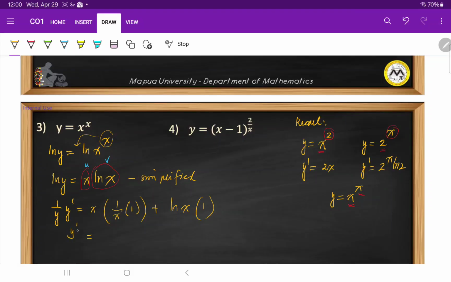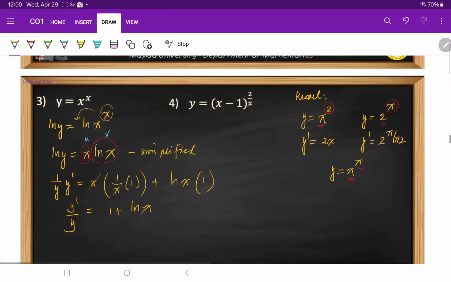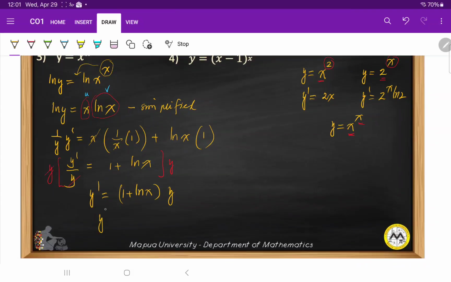And then we simplify. So we have y prime over y is equal to, x cancels out, we have 1 plus ln of x. So the next step is to multiply both sides by y, because we want to find y prime. So here, y cancels with y, and we get y prime is equal to 1 plus ln of x times y. But what is your y equal to? Your y is x to the x. So that's your derivative.